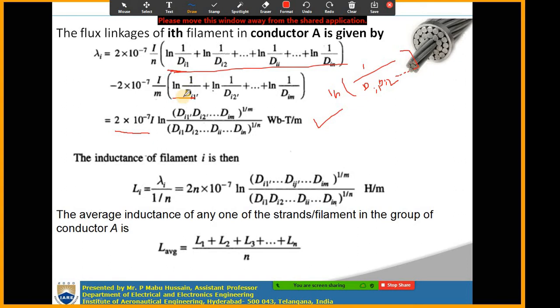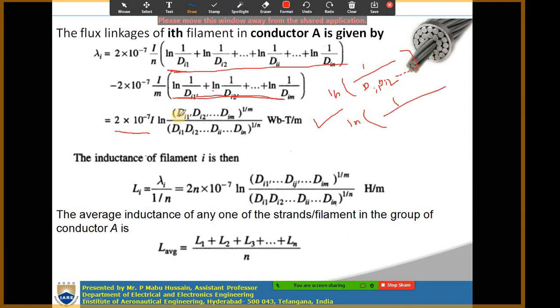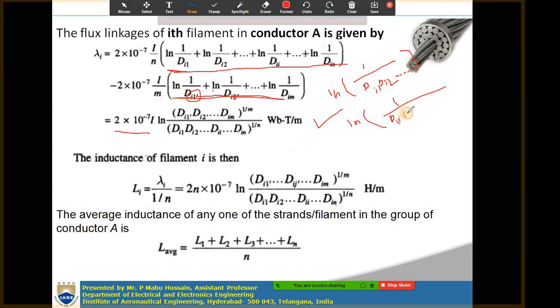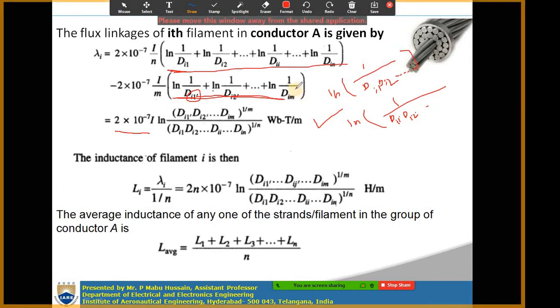Okay. So, then for the second expression here, this is also the same: log A plus log B plus some up to some n value, right. So, this can be written as the same ln 1 by, so this value di1 dash, di2 dash, like this up to dim, up to this you have to write. Okay. So, now in these two terms you are having 2 into 10 power minus 7 I as common. So, you write it aside, right.